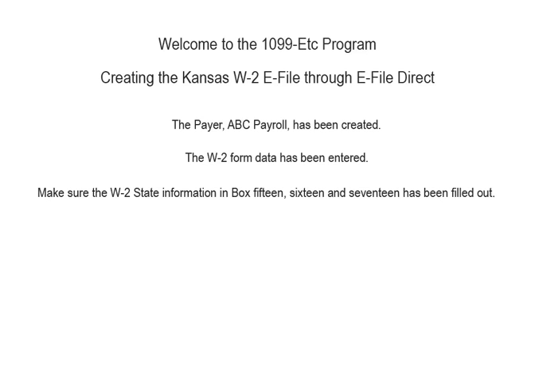This tutorial covers creating the Kansas W-2 e-file through eFile Direct. Once the file is created, it is the user's responsibility to upload the file to Kansas. To begin, the pair, ABC Payroll, has been created. The W-2 form data has been entered. Make sure the W-2 state information in box 15, 16 and 17 has been filled out as needed.